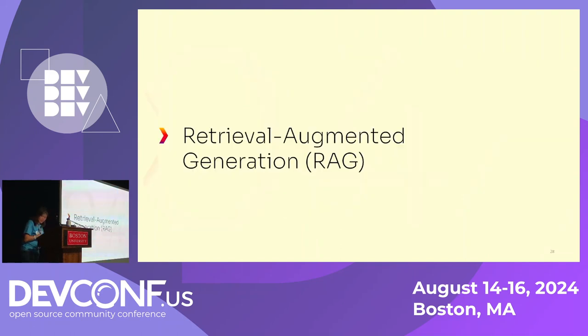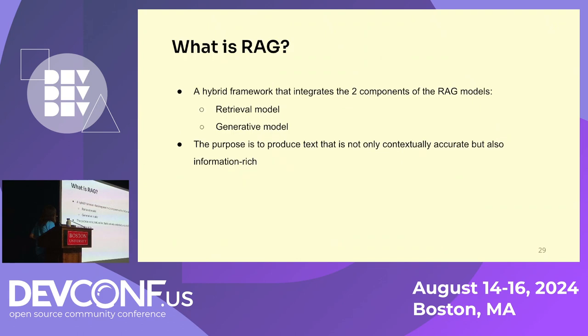Okay, so now let me really quickly step through a couple of things I wanted to talk about: RAG, retrieval augmented generation. I think it's actually quite simple in concept. Essentially, it consists of two components: one is the retrieval model, the other is the generative model. The idea is that you want to produce text that's not only contextually accurate, but also information rich. And what does that mean?